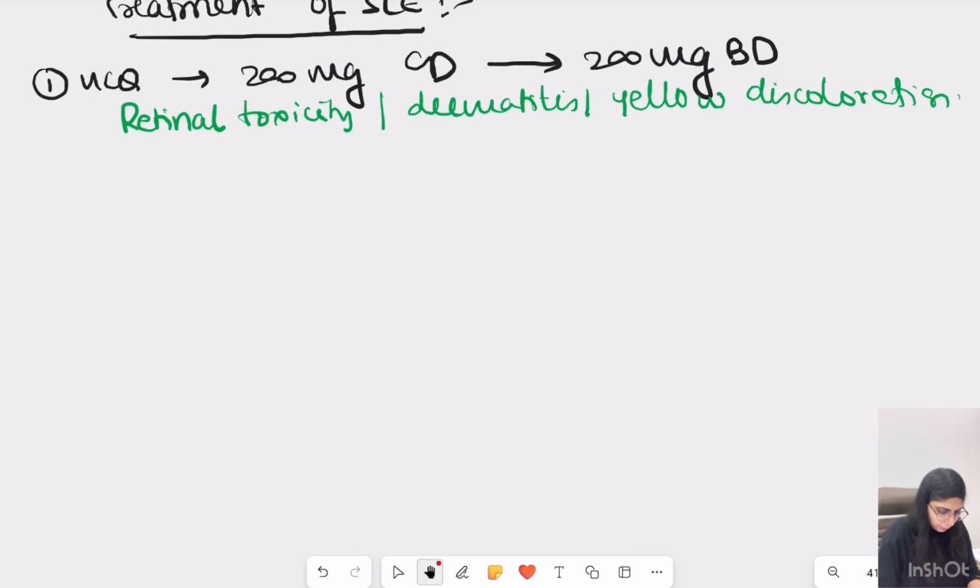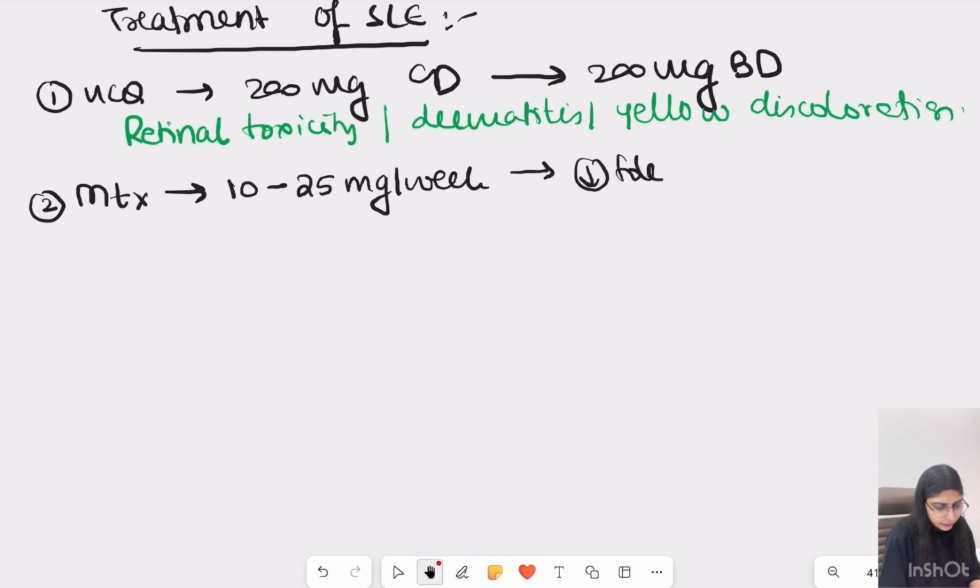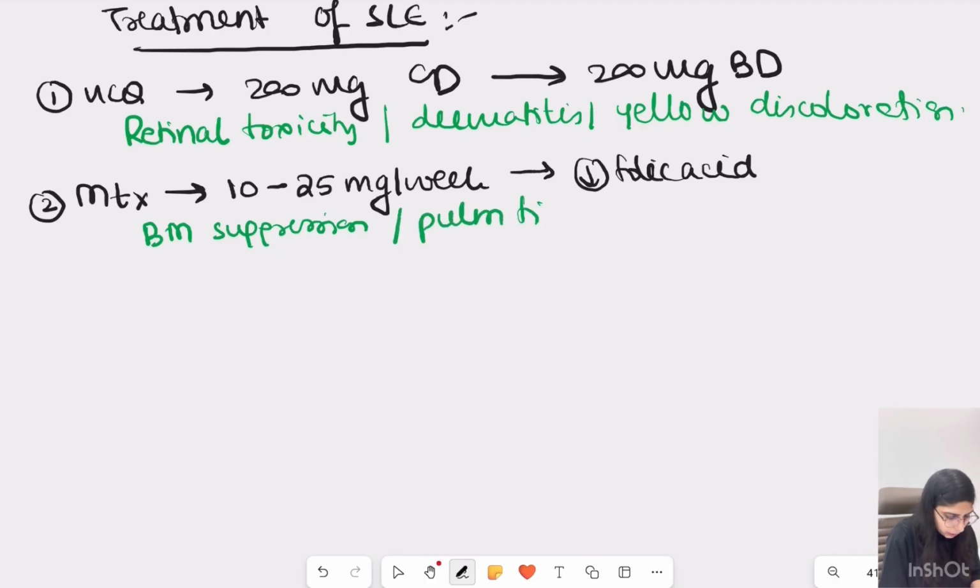Second, methotrexate. So methotrexate, the dose we start with is 10 milligram once a week. We can go up to 25 milligram once a week. With methotrexate, the problem is that it reduces folic acid in the body. It also leads to bone marrow suppression. So it can lead to bone marrow suppression and hence anemia, leukopenia, pancytopenia. It can also lead to pulmonary fibrosis. It can also lead to liver toxicity.